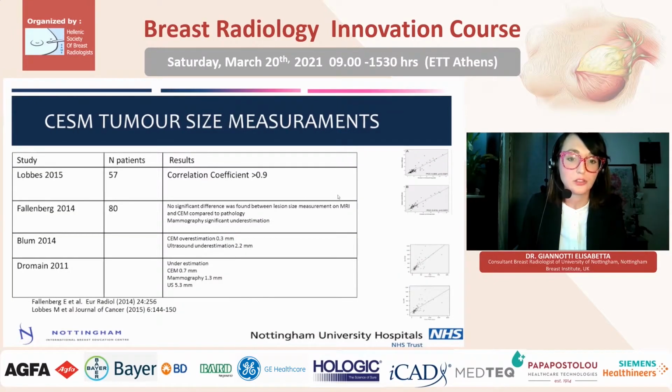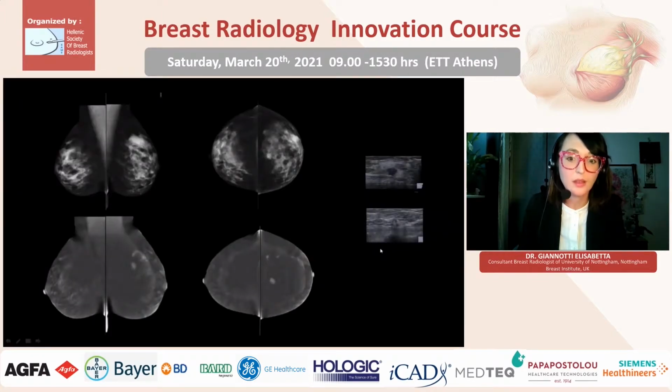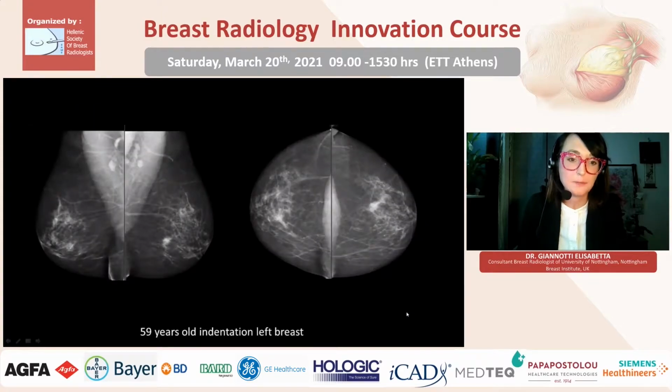So we know that contrast mammography is very good in terms of tumor size measurements and is as good as MRI. And so it helps us, as MRI does, in finding additional disease that can be multifocal, multicentric, or contralateral disease. Like in this specific case, we can see the index lesion in the central left breast, but if we move to the recombined picture, we can spot that it actually is a multifocal disease, which was proved on ultrasound.